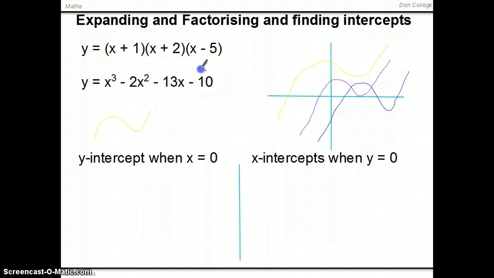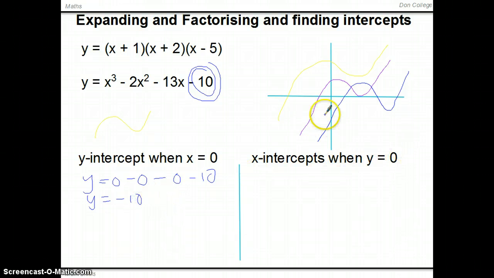So it's kind of easy to just read off the y-intercept when it's expanded. It'll be the constant, the number right at the very end. But we should always write this in as part of our working. Y-intercept when x equals 0, so y equals 0 minus 0 minus 0 minus 10, so y equals negative 10. That means we know exactly where it's going to cross over here.